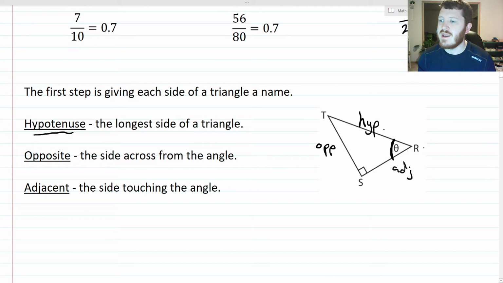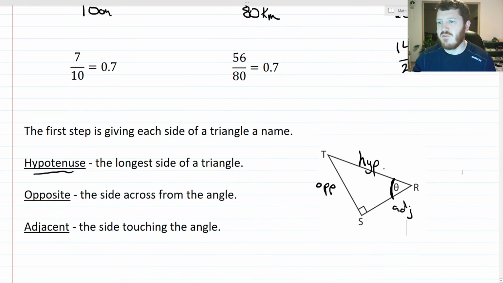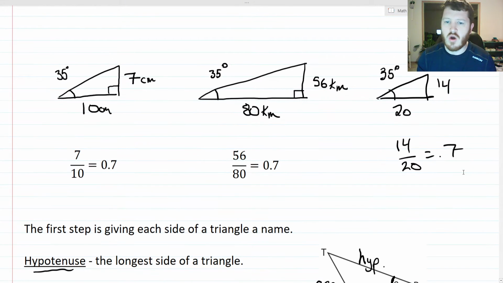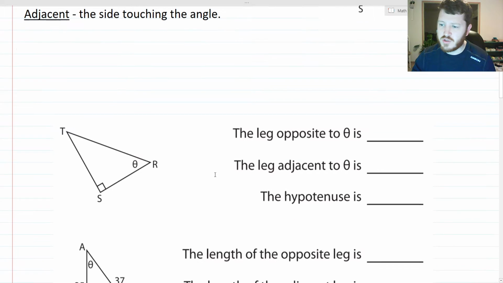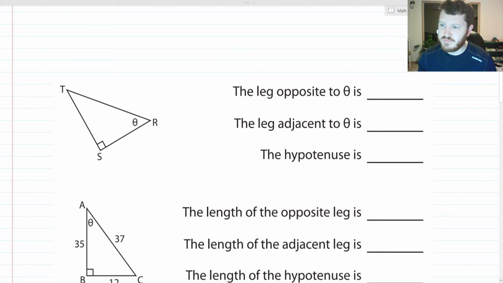So we can name the three sides of our triangle, and that's going to be useful because every single time on our first question, we always did opposite over adjacent. This was opposite over adjacent. This was opposite over adjacent. And this was opposite over adjacent. And so if we want to find this 0.7 ratio for a 35-degree angle, we'd always have to do opposite over adjacent. So to practice that, here we have the same triangle.